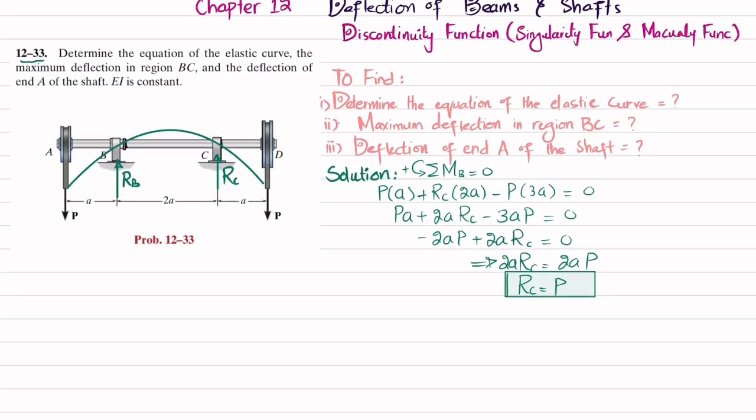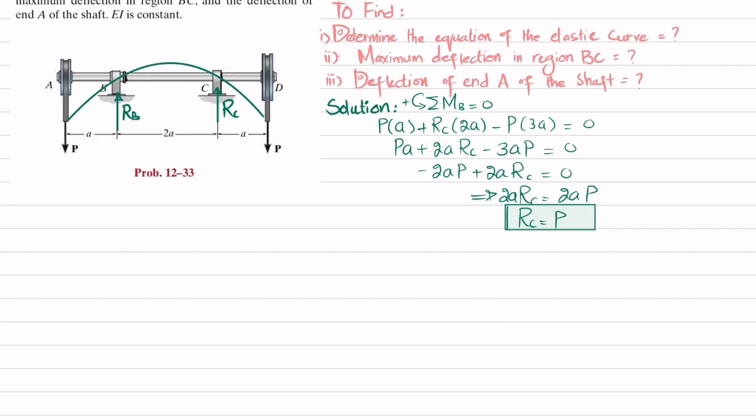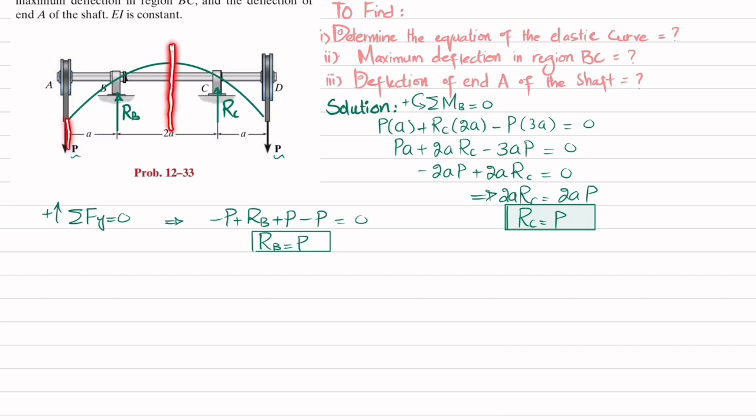Now you will find RB by using the equation of equilibrium, and that equation is the sum of all forces along the y direction must be equal to zero, with upward force taken as positive. So from here, the first P is downward, so minus P plus RB plus RC, which is P, minus the last P is equal to zero. So it means that RB is also equal to P. So we have both RB and RC. Also, you can see that this shaft is symmetrical. The loading is symmetrical about this axis. So you can see this P will be equal to this RB, and similarly this RC will be equal to P. So you can do it as well.